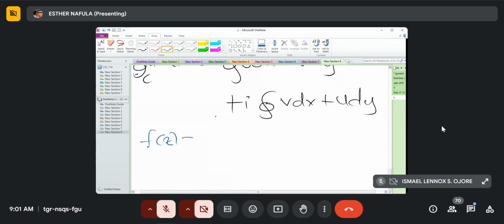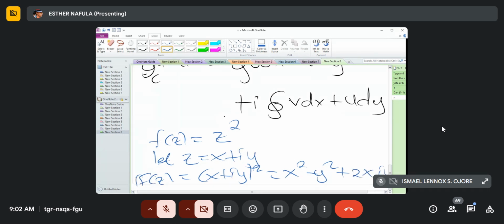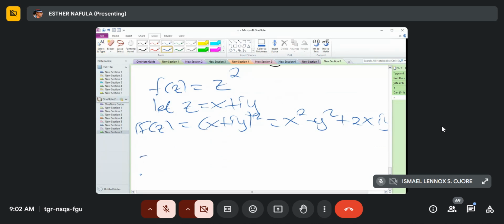Our f of z is given as z squared. Let z equals x plus iy. Our f of z is going to be x plus iy squared. This is x squared minus y squared plus 2x iy. So this tells us our function u is given by x squared minus y squared. Our v is given by 2xy.